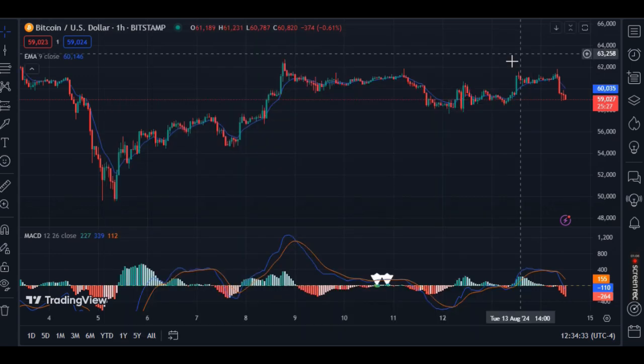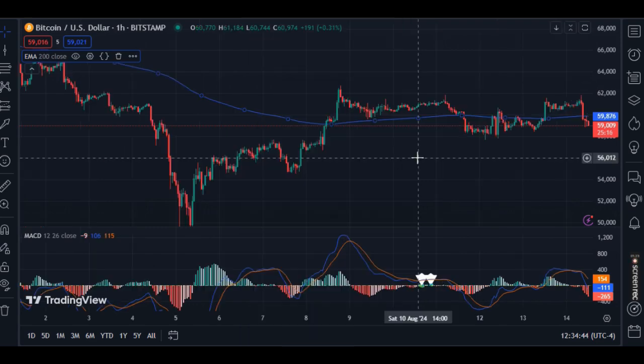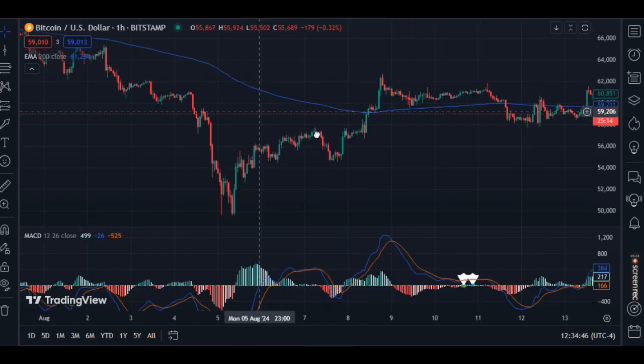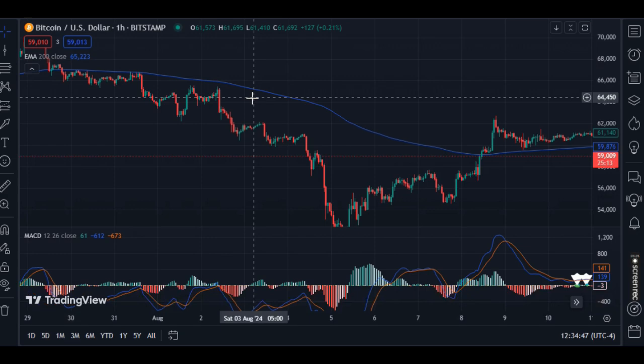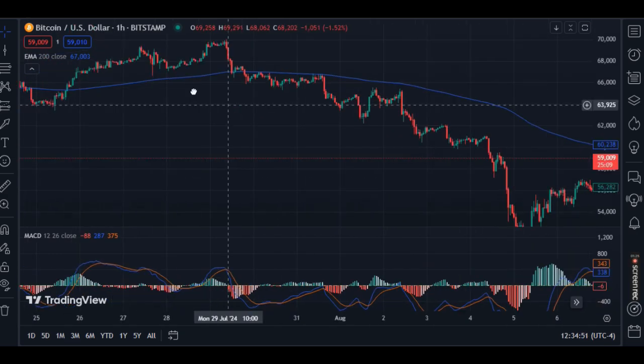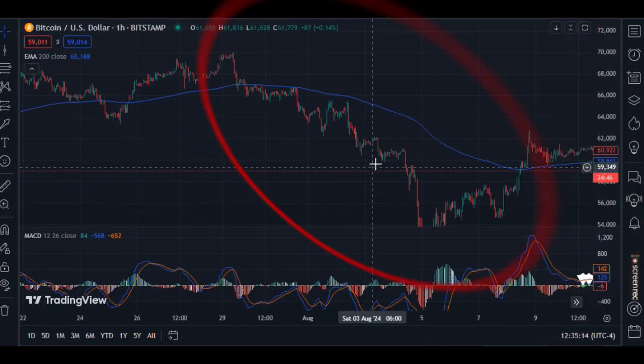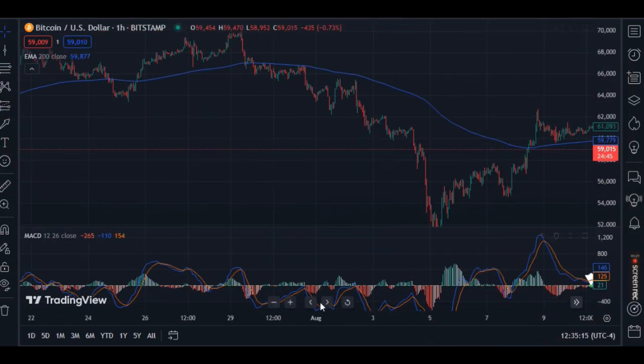Click the top one. Then you're going to go here, click the settings of the EMA. You're going to go to Inputs and change the length to 200, which is going to make it a 200 exponential moving average. Once we have the EMA indicator added, you'll see just a single line. If the price is above that line, the market is in an uptrend. If the price is below that line, the market is in a downtrend.